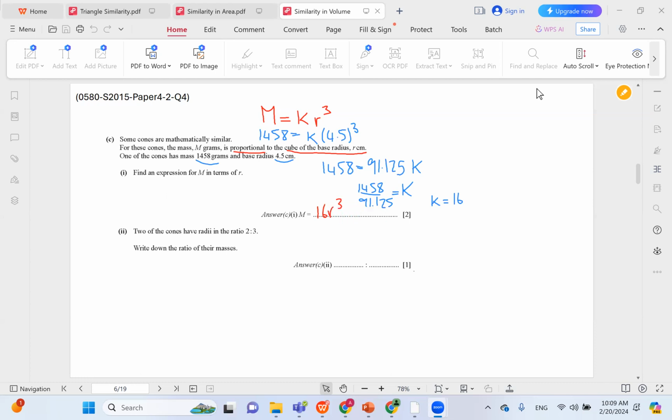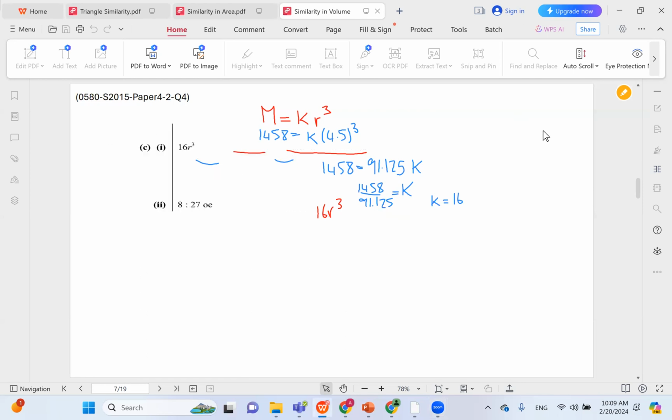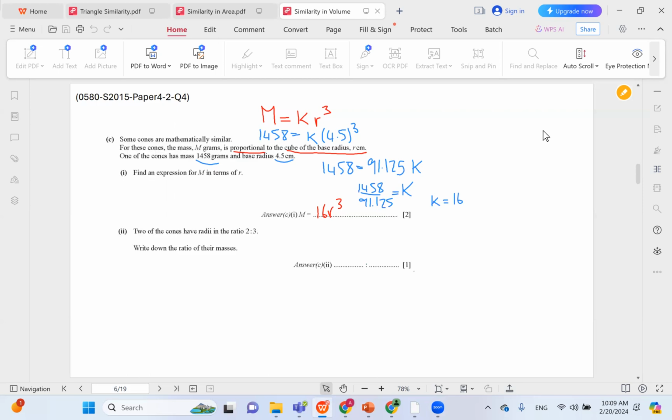Let's check the marking scheme to make sure that part one is correct. It is in fact correct. 16 r power 3 is the correct answer. Part two says two of the cones have radii in the ratio of 2 to 3. Write down the ratio of their masses.